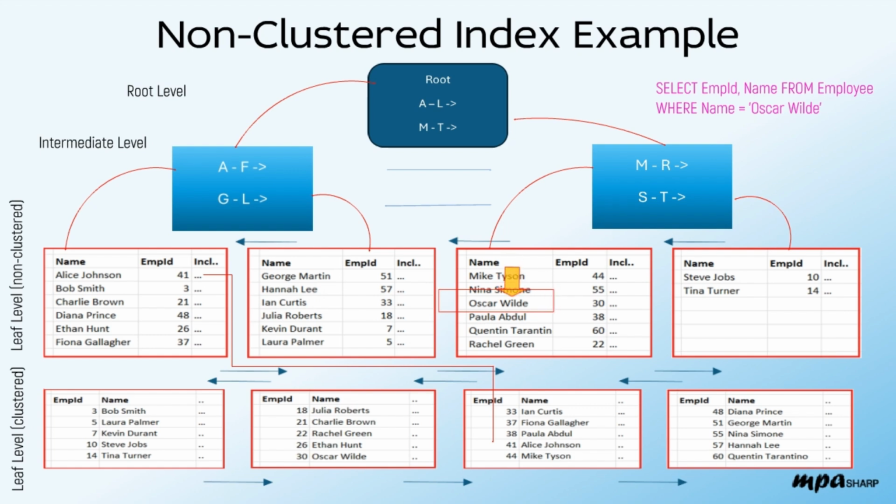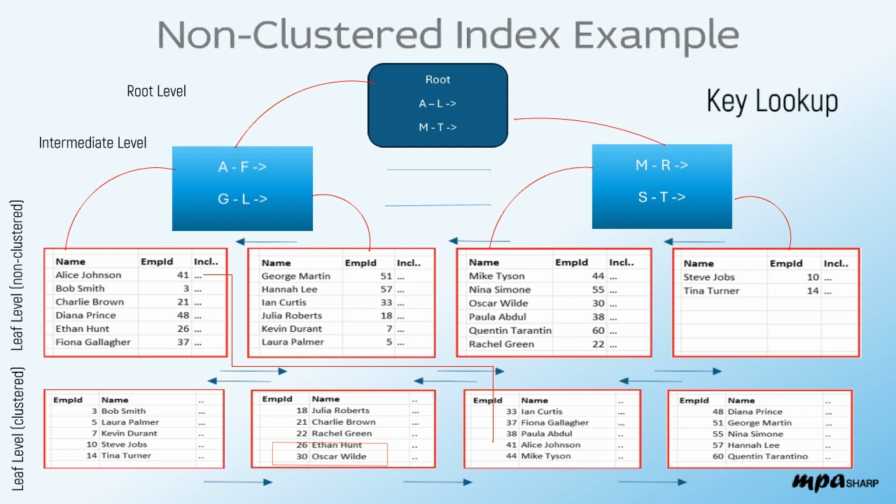If the query requires only name and ID, the non-clustered index itself will be able to satisfy the query and the operation will be complete. However, if the query requires additional fields which are not in the non-clustered index, SQL Server can use the pointers in the non-clustered index to go to the clustered index to fetch additional columns. This is called a key lookup operation.